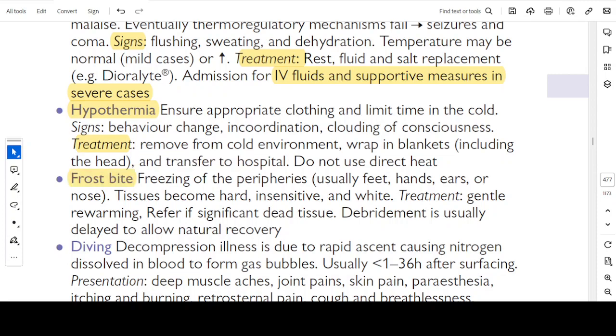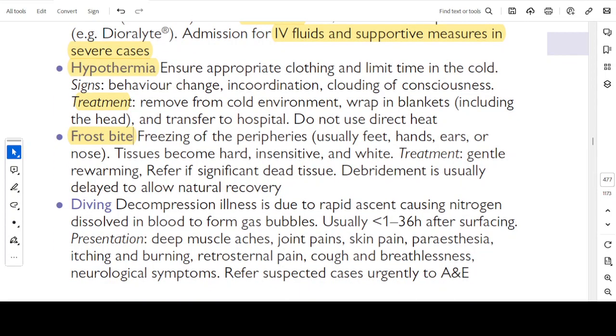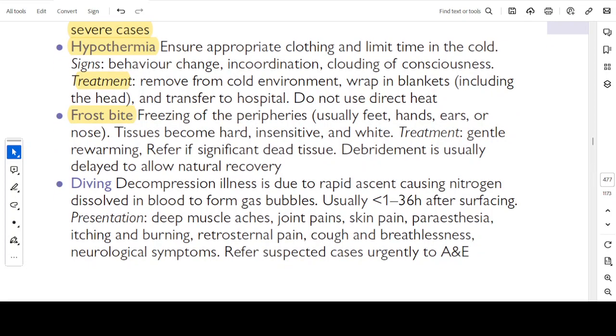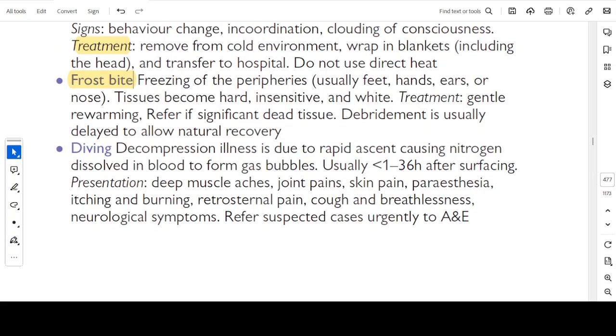Frostbite: freezing of the peripheries, usually the feet, hands, ears, or nose. Tissues become hard, insensitive, and white. Treatment: gentle rewarming. Refer if significant dead tissue is present. Debridement is usually delayed to allow natural recovery.